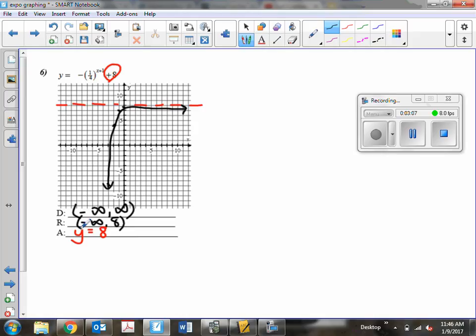Now this right here would be an example of a decay graph. I know it is a decay graph because my b value is in between 0 and 1. My b value here is 1/4. 1/4 is in between 0 and 1. The fact that my a value is negative flips my graph upside down, which makes it a little funny to look at.